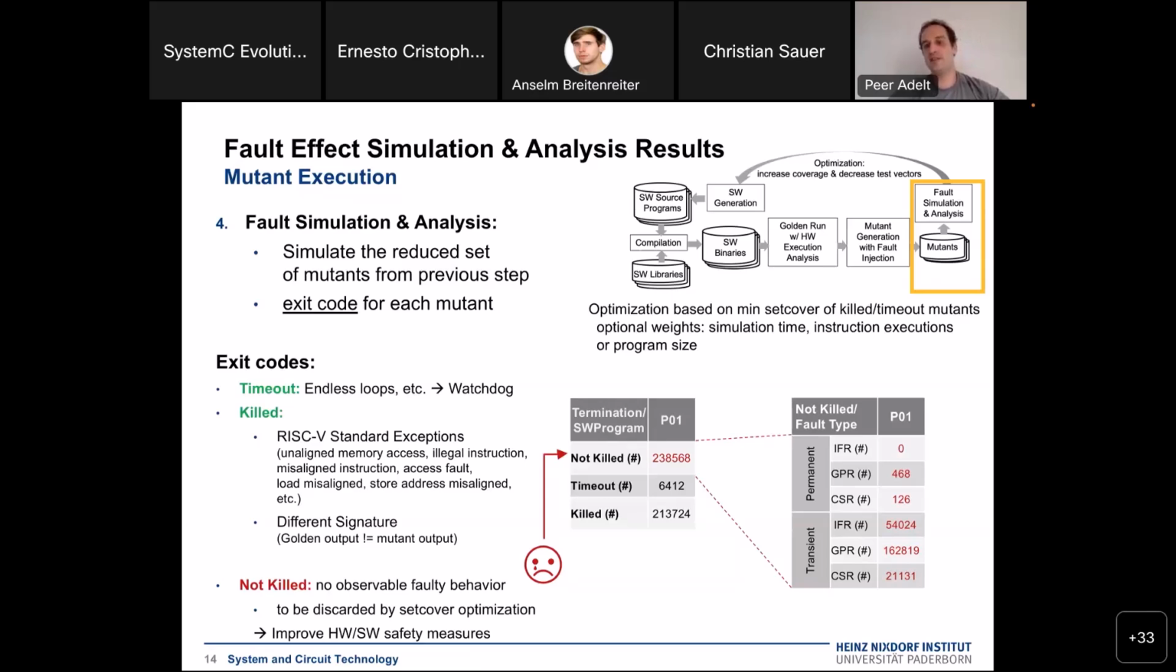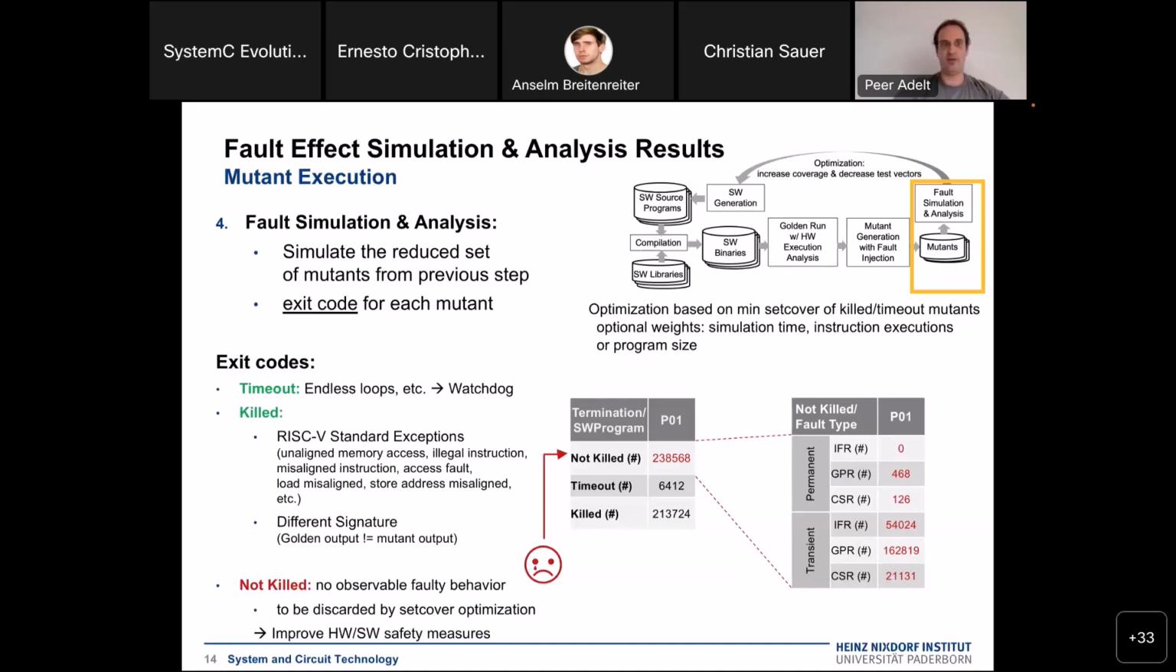which not killed mutants, how the not killed mutants distribute onto different injected faults. For example, in this example, we have roughly 240,000 not killed mutations. And on the right table, we can see that, for example, 468 of those were related to permanent GPR faults. And we can even ask more specific questions. You can then find out that one specific not killed mutation was related to a specific fault into one register at a specific point in time.